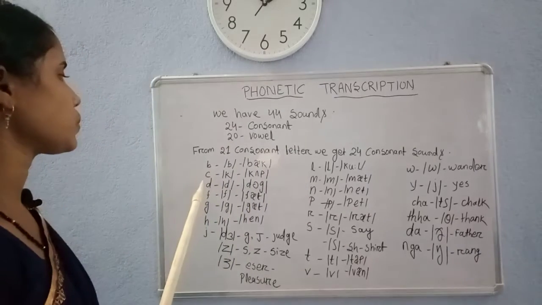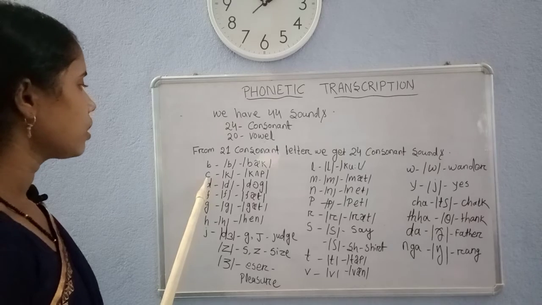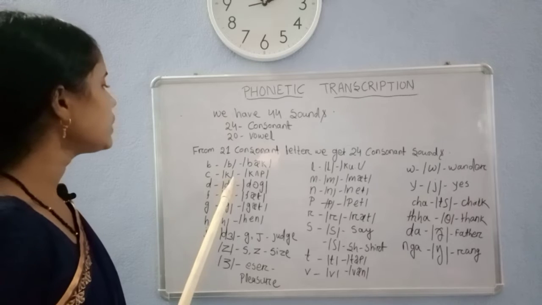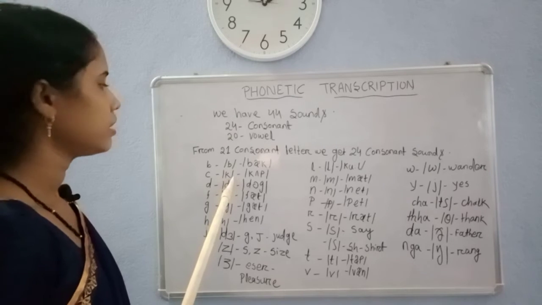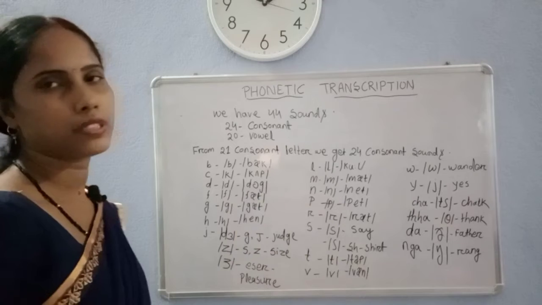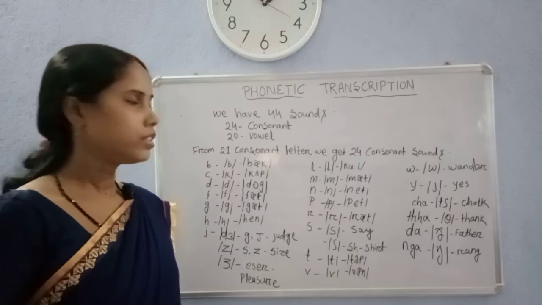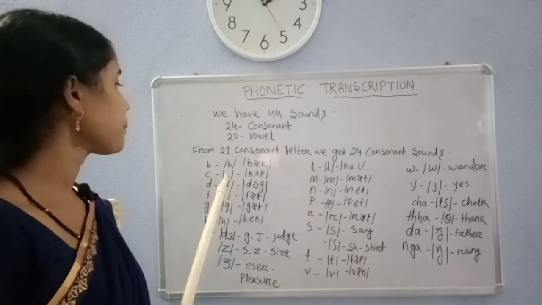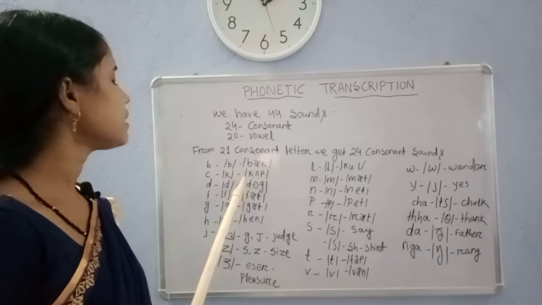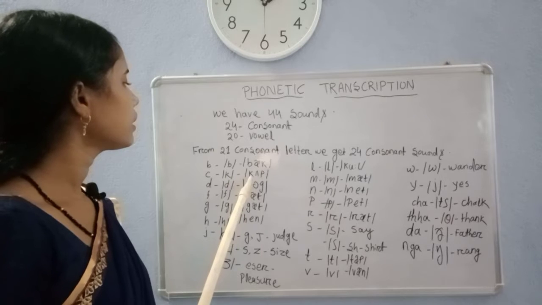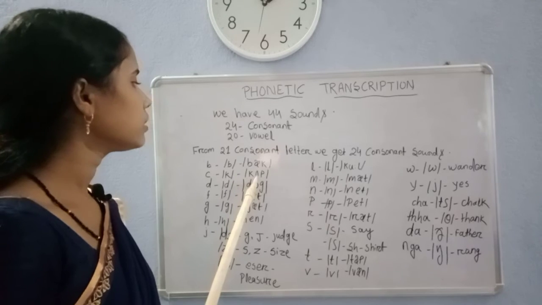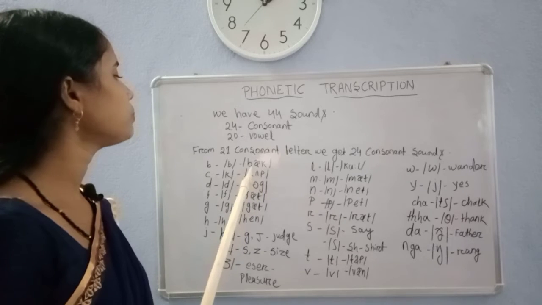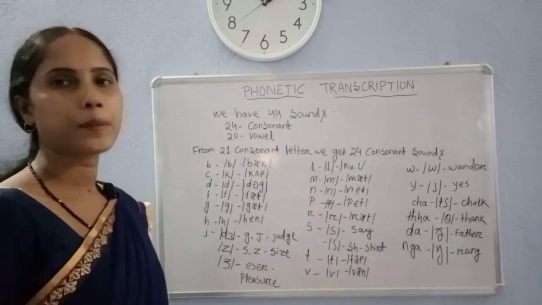Then come to the next consonant letter. This is the C letter, but its sound is ko, as in the word cup, C-U-P, cup. The letter is C, but its sound is ko. So it is written as the K sound, then the vowel sound, then the po sound, and put it between slash marks.